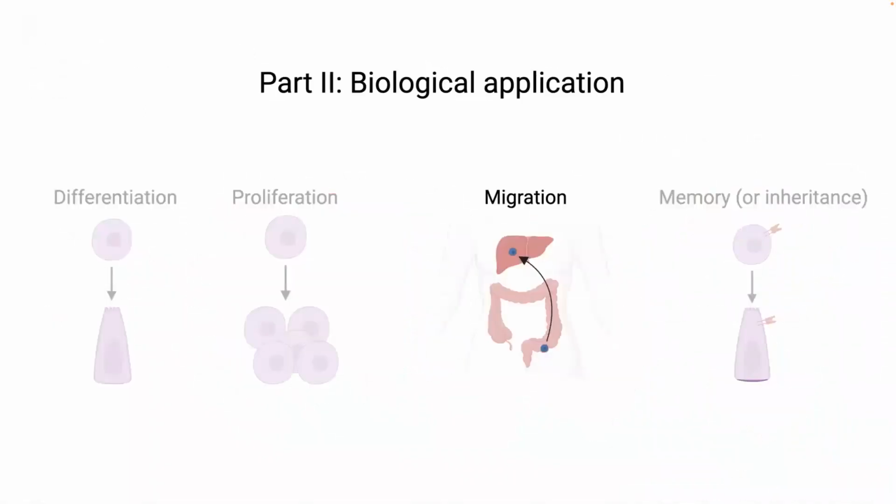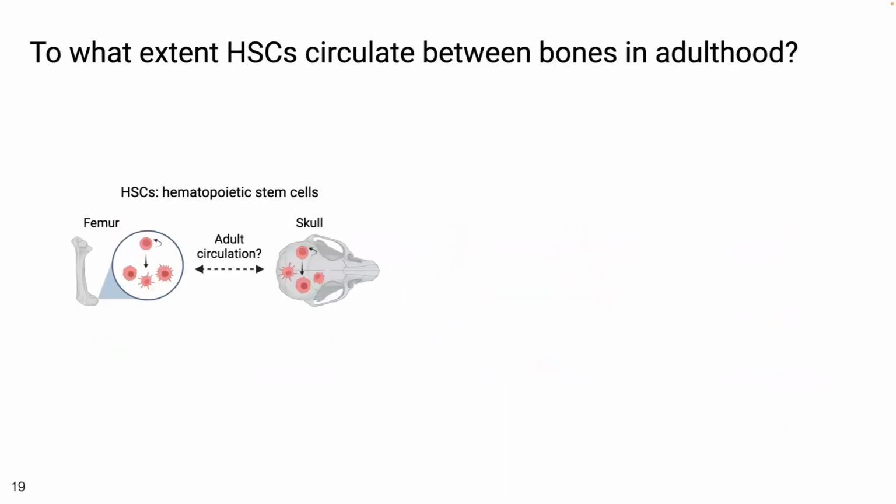Okay, so the second application is migration. We also use the hematopoiesis system to study cell migration in the body. One thing we are interested in is how the resident stem cells can potentially migrate from one bone to another bone.